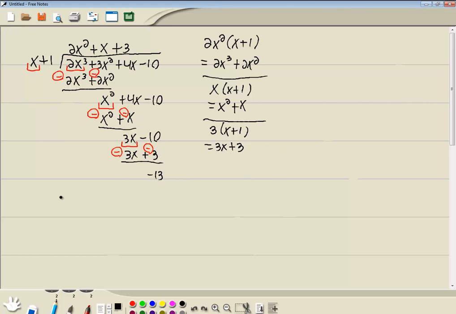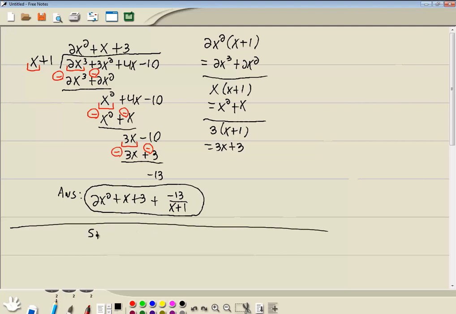So our answer is going to be 2x squared plus x plus 3. And then you put your remainder over what you're dividing by. So we'll have negative 13 over x plus 1. You could also put the negative out in front of the fraction if you want. Some books like to put it up on top to really emphasize that the remainder is actually negative 13, not just 13. It doesn't matter; they put it up in front or up on top, wherever it's appropriate. Okay, that's long division.